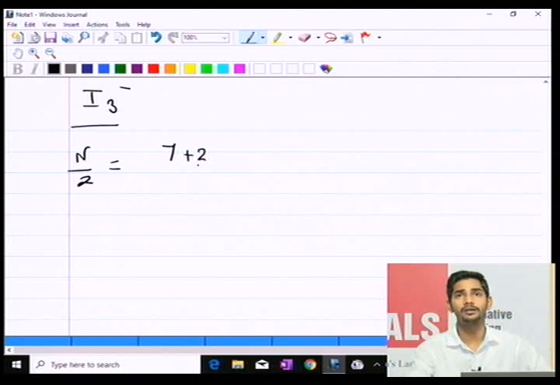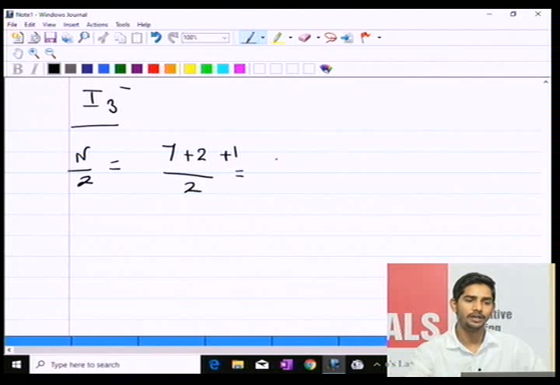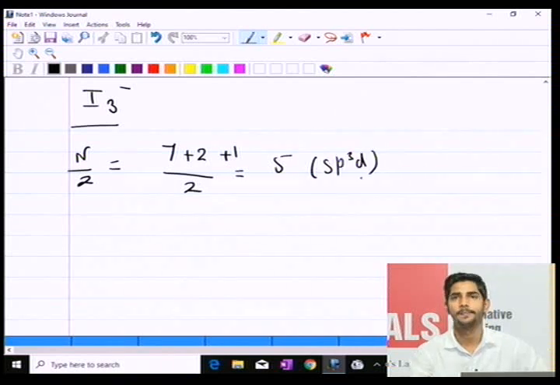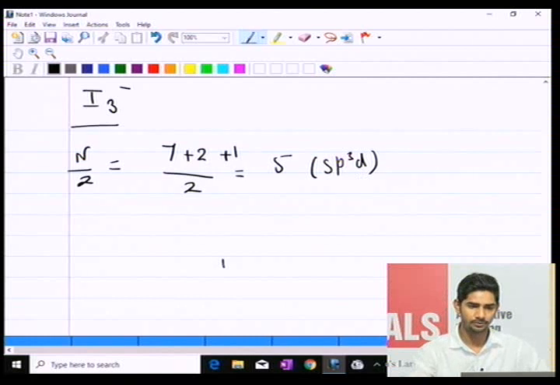Guys, you can look at the negative charge over there. Negative means gain of electrons, so I'll add 1 by 2. It will again come out to be 5. Hybridization again will be sp3d.